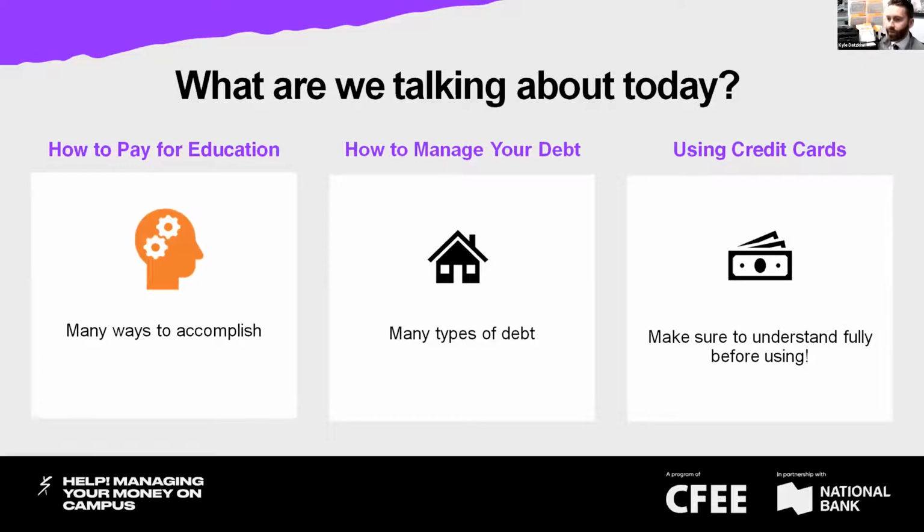So what are we going to talk about today? Today, we're going to talk about three major topics. First, we're going to discuss how to pay for your education. There are many ways to accomplish this, and I'm sure the students here would already know that, and you're already enrolled in post-secondary, so it's something that you've already had to experience.